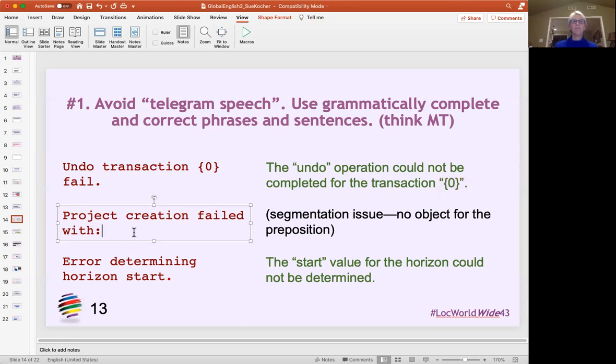Project creation failed with something. This has several problems, but the main thing is it's a segmentation issue because the translation tools will break this apart from whatever follows it. And so if they don't have an object to the preposition, then this preposition will be different in some languages depending on what follows. And this one was not very clear. I revised it to say the start value for the horizon could not be determined. Again, this is a word, use it as a word. It can be translated, but it's the name of the value. So we put it in double quotation marks.